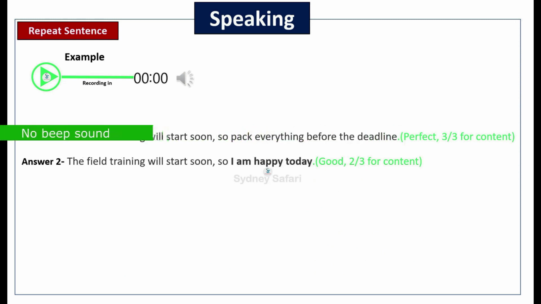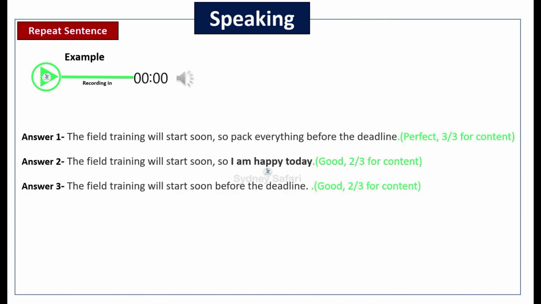So the correct answer is, if you see the first one, the field training will start soon, so pack everything before the deadline. That is the original one, and you will get a perfect 3 out of 3. Even if you miss the or something, you will still get full marks. But if you are not able to remember the second part, you can do it like this: the field training will start soon, so I am happy today.